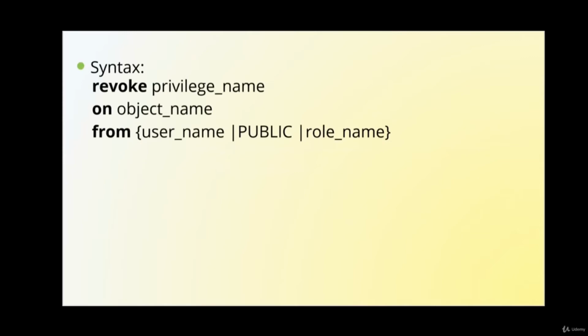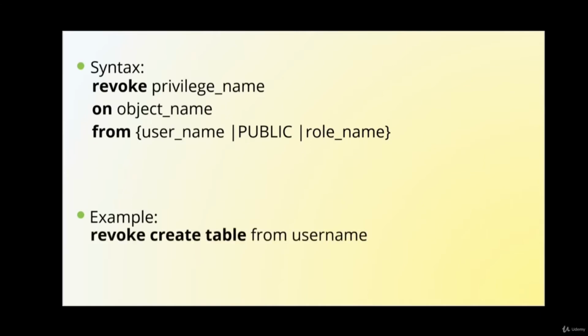So we'll have to specify the privilege name, object name, and then from whom you want to prevent that access from. For example, if we want to prevent any person from creating a table, we'll write the command as revoke create table from username. So these are the two commands in DCL.